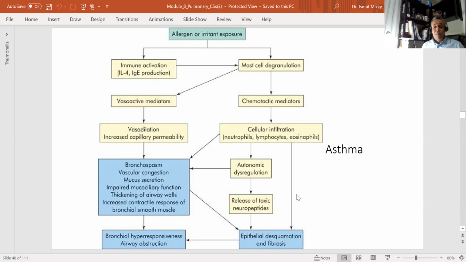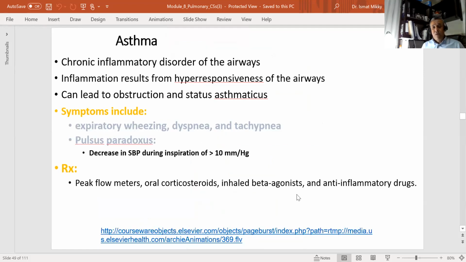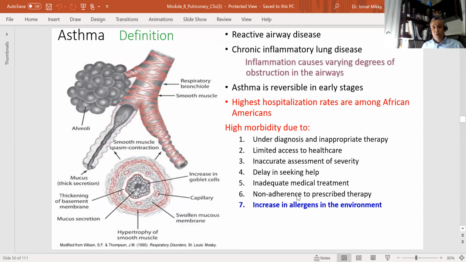All these will result in the constriction or contraction of the smooth muscle of the bronchioles, and that will result in a bronchial hyperresponsiveness, airway obstruction. So the asthma has a high morbidity rate, that's due to these factors.